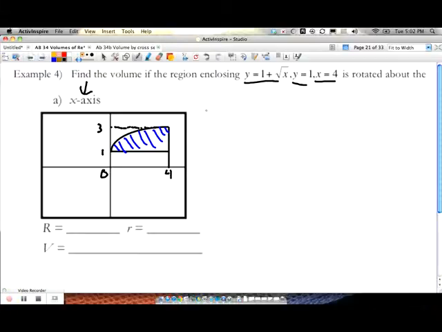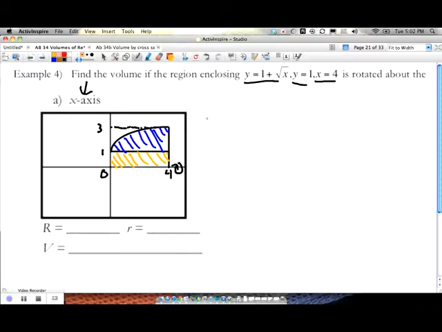Let's go ahead and go through our protocol, the questions we need to be asking ourselves. Does this shaded region connect to my axis of rotation? Well, I'm rotating around the x-axis to start, and clearly I'm not connected here. I have some empty space in between. So I need to figure out what's going on with that empty space and how to set it up appropriately.